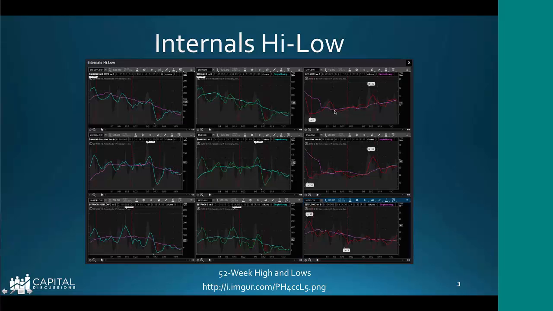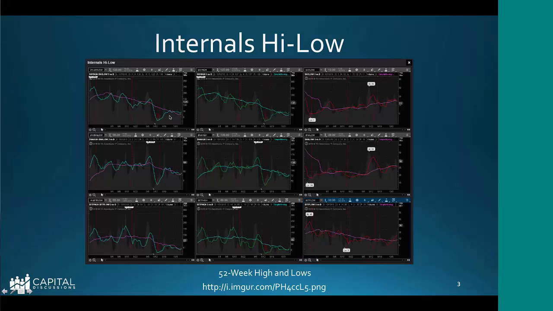This is the worst of both worlds from an internals point of view. My number of new highs has been decreasing, and my number of new lows is increasing. Now, this was a revelation to me yesterday.